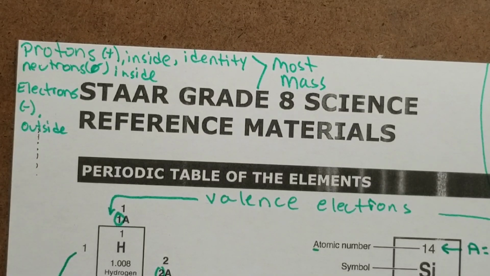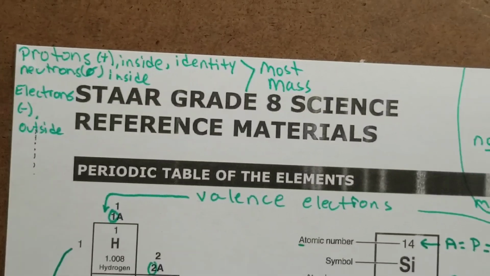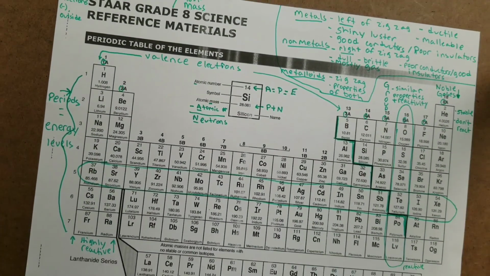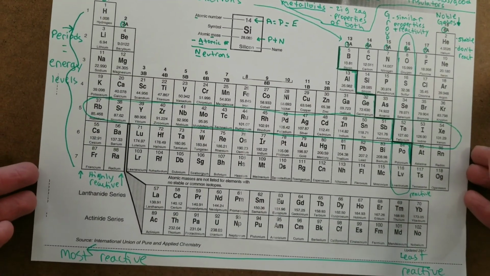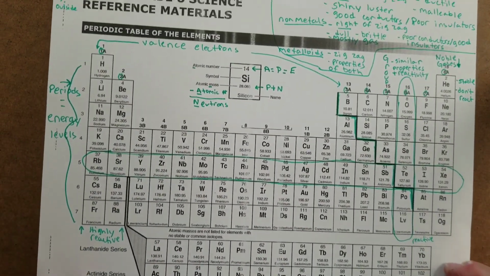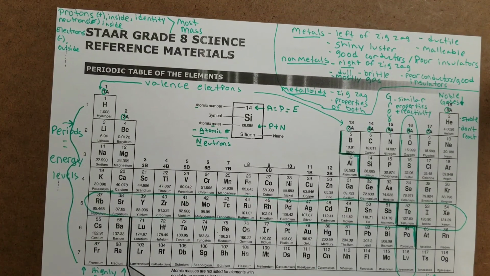All right, so that is that. This is something that you guys, again, should be doing every single time you get a periodic table. You're writing all over it. You're taking a brain dump on it. And this should help and guide you when you are taking your test.